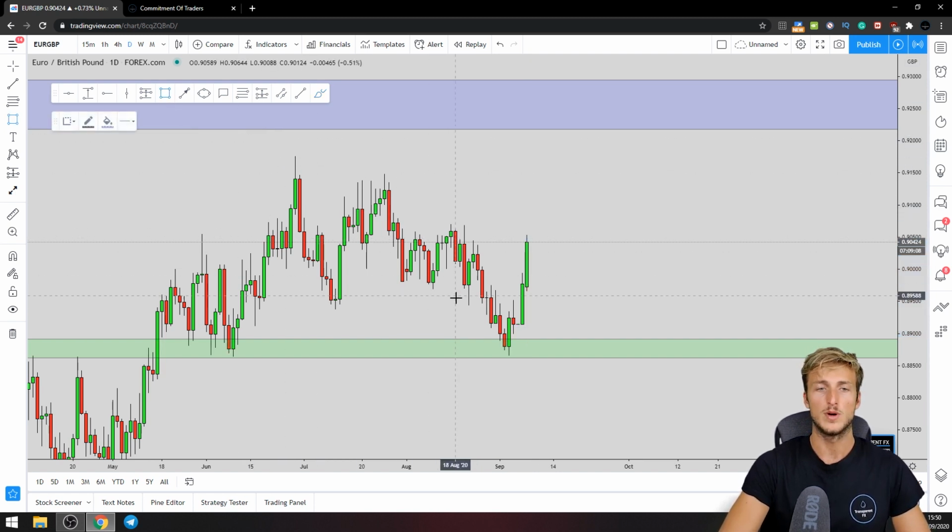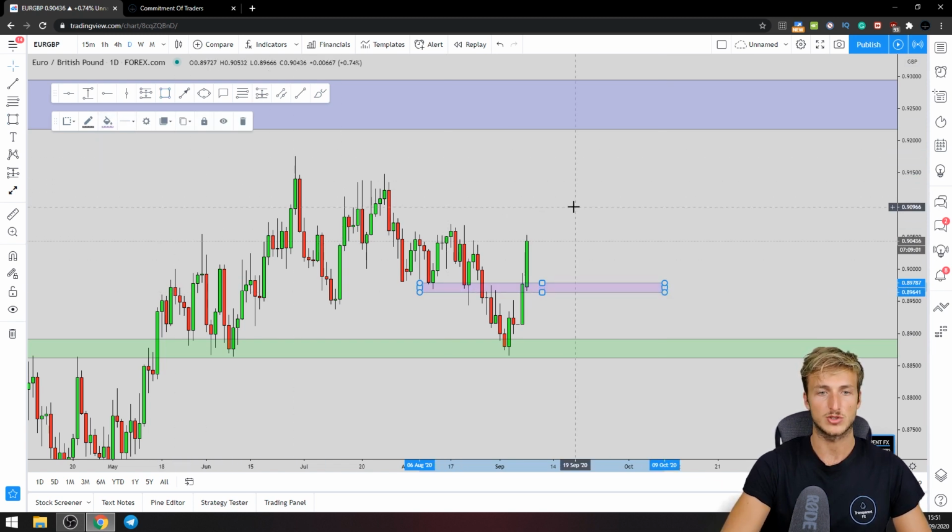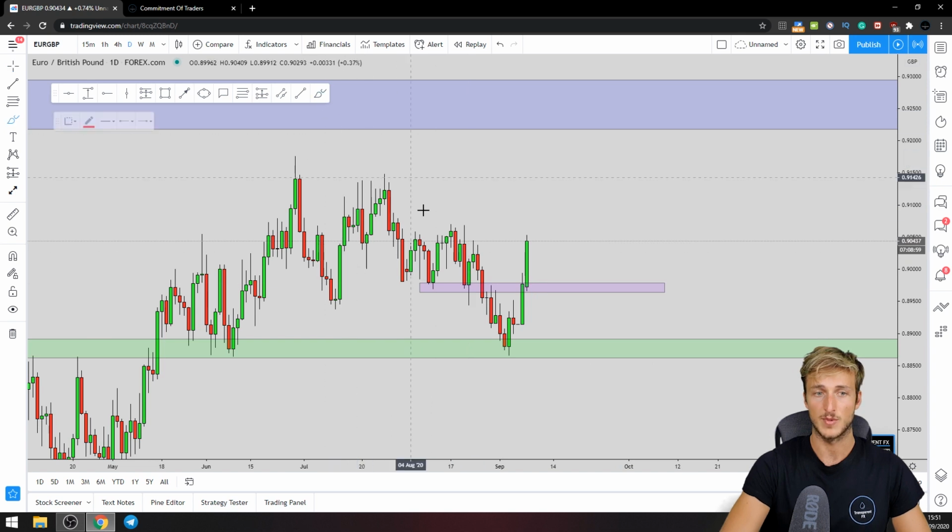In fact, where is this structure from a daily perspective? Now on the daily, the structure is here. Now, why is the structure from a daily perspective at this area? Because it was support here, against support here, the market was supposed to find resistance here.